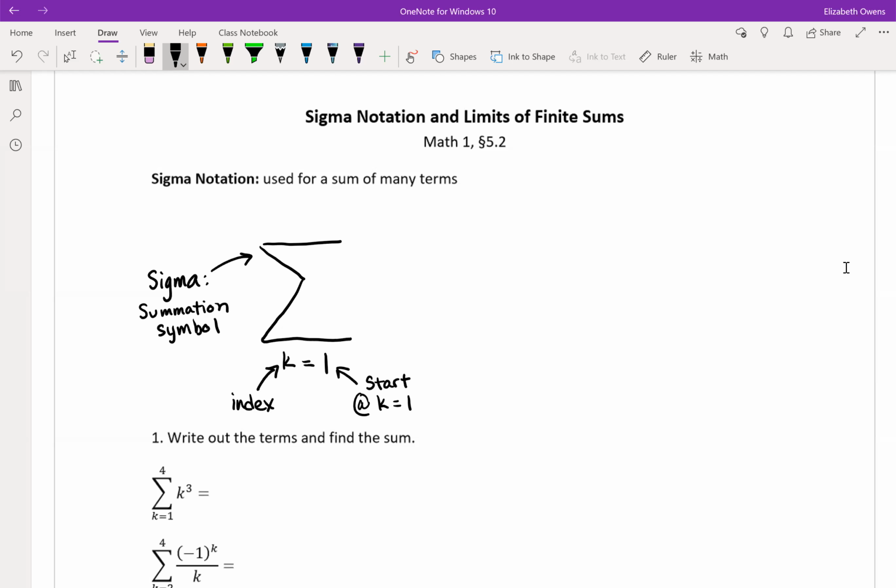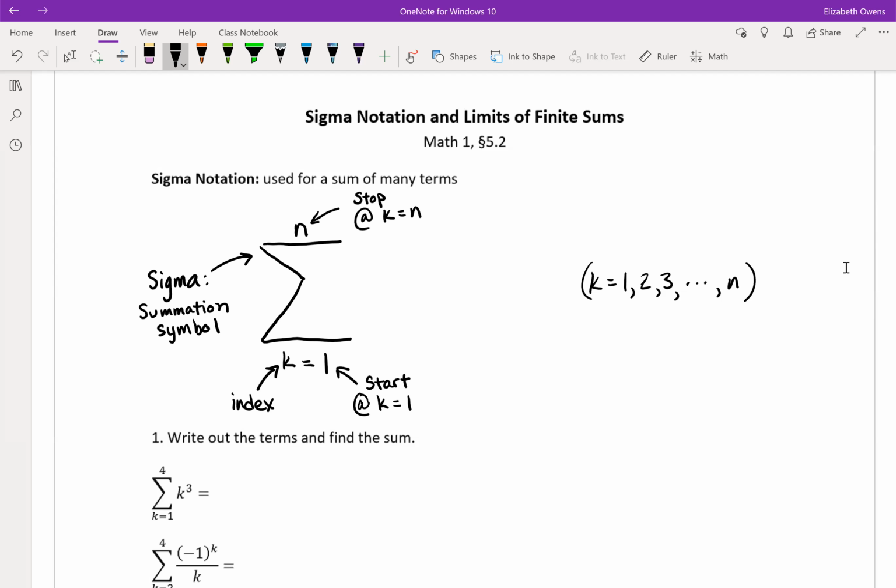And then up on the top of our sigma, there's going to be some number n. Sometimes it's just written generically as n itself, but often there'll be a number there. And that's where you're going to stop your summation, at k equals n. So your index is going to count up like k equals 1, then 2, then 3, etc. You're counting up by integers until you get to n, and that tells you where to stop.